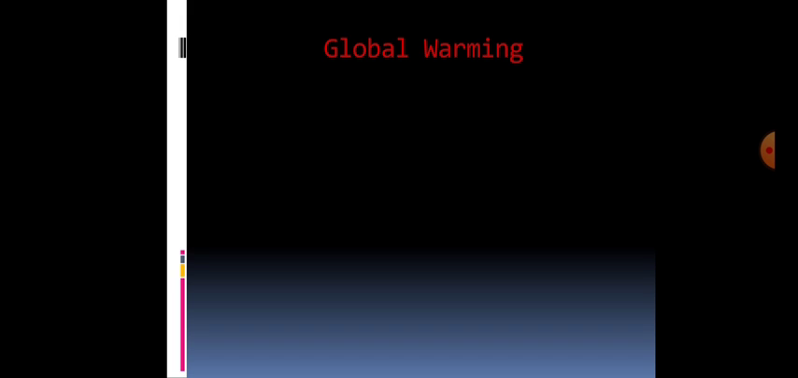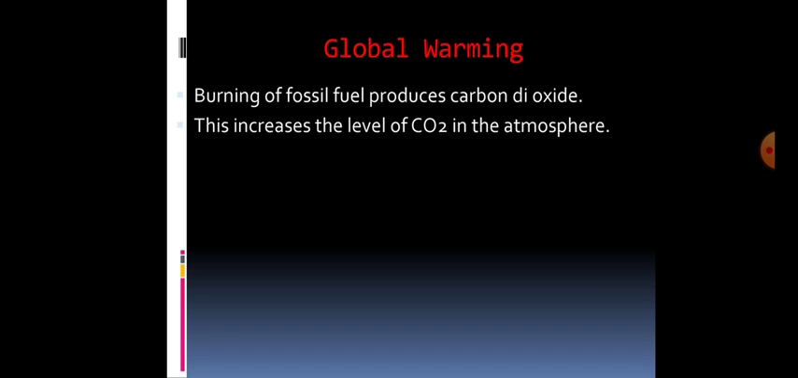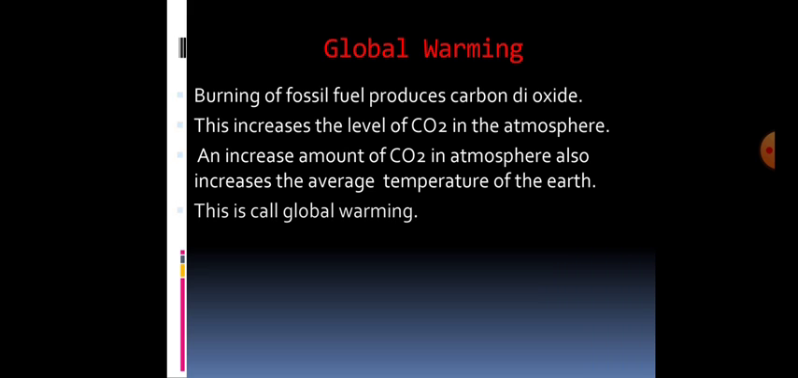Next to acid rain, another problem that air pollution causes is global warming. So what exactly is global warming? Burning of fossil fuel produces carbon dioxide, and this increases the level of carbon dioxide in the atmosphere. An increased amount of carbon dioxide in the atmosphere also increases the average temperature of the earth. This is called global warming.